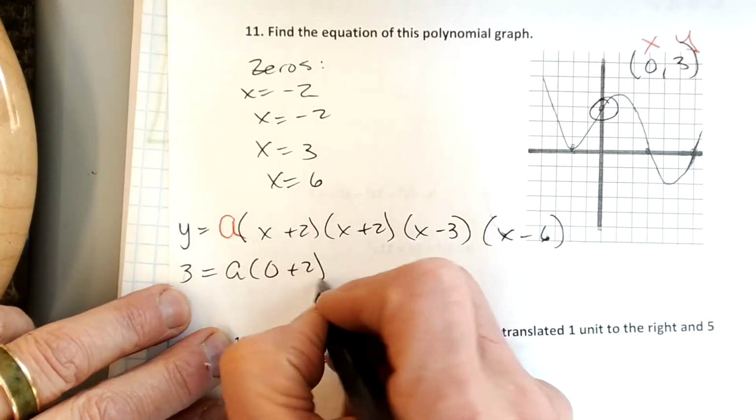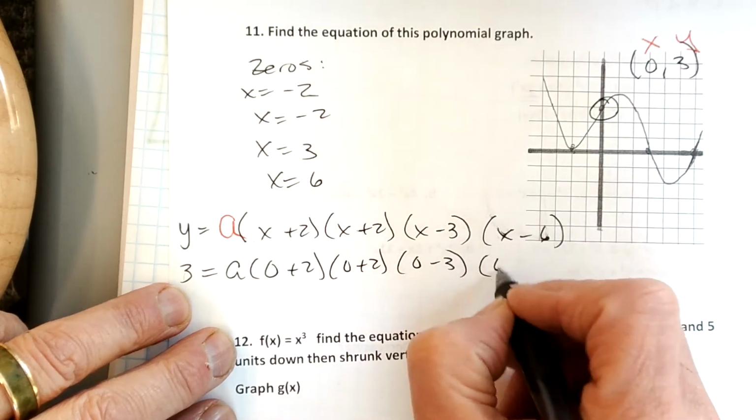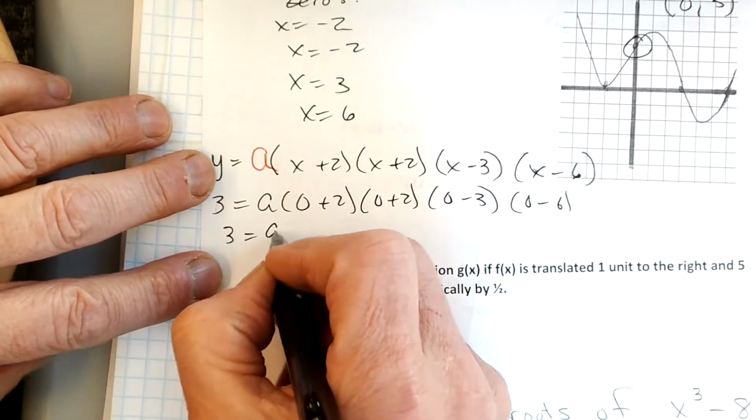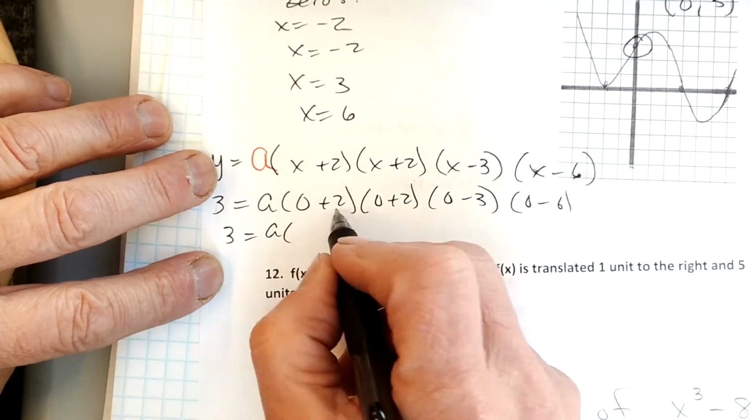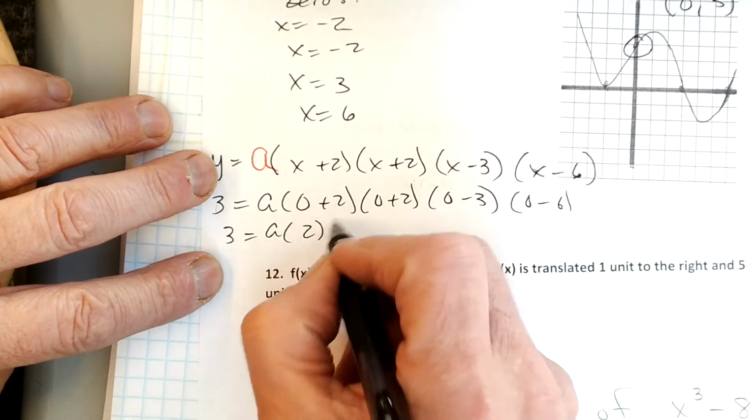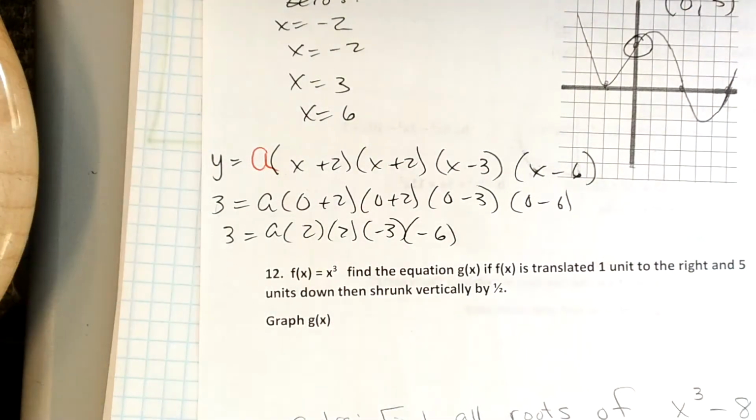0 plus 2, 0 plus 2 again, 0 minus 3, 0 minus 6. Now if I simplify, let's see what I get. 3 equals a times 2 is 4. I'm going to go 2 times 2 times negative 3 times negative 6, right? And what is that answer?